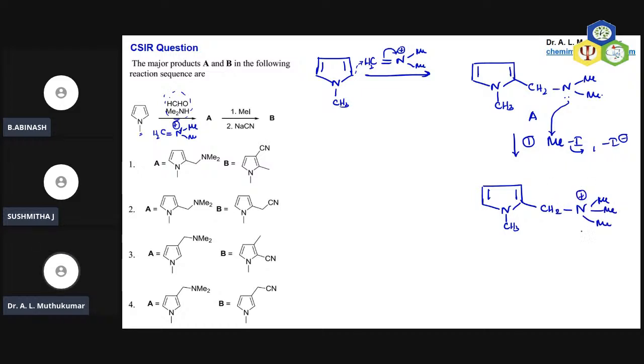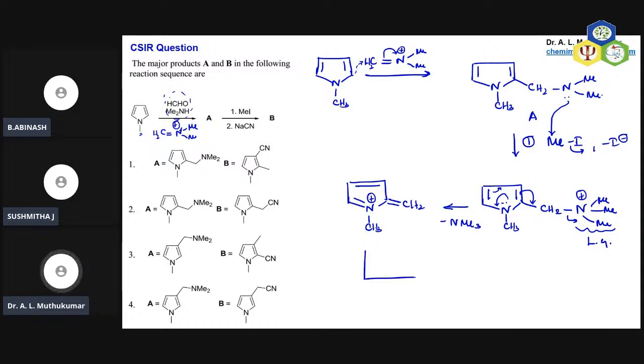So now this becomes a very good leaving group. So what is happening here? This lone pair of electrons will be coming here, and this electron will be moving here, and this electron will be pushing here, and this group will be leaving. So here trimethylamine will be leaving, leading to the formation of this intermediate. So here you have a CH2 group. Sorry, here you have a double bond. Here you have a double bond. Since this nitrogen has donated a pair of electrons, a positive charge is generated.